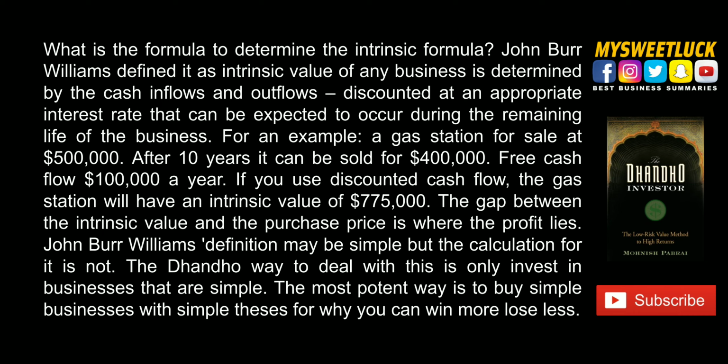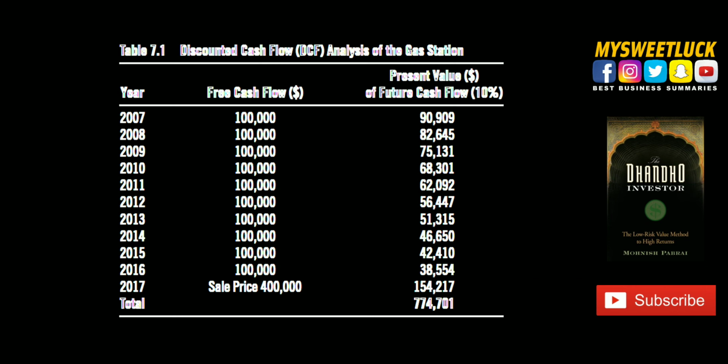Awesome. All right, so this is the chart for the discounted cash flow, DCF, analysis of the gas station. A 10% rate has been used, and at the end you can see it's $774,701. So it's a huge gap for the price that you're buying at, $500,000.